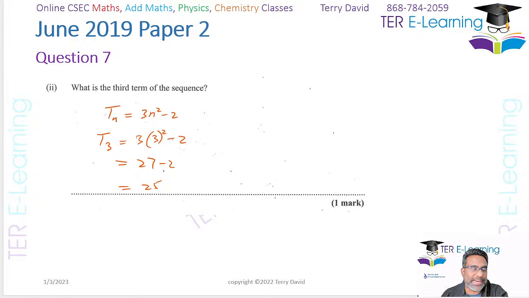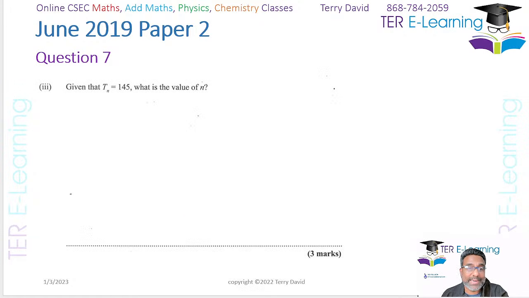So some students manage to get some marks there, right? But then they weren't sure what to do here. What they've done here, they said that Tn is 145. But you know the formula for Tn. Formula for Tn is 3n squared minus 2.